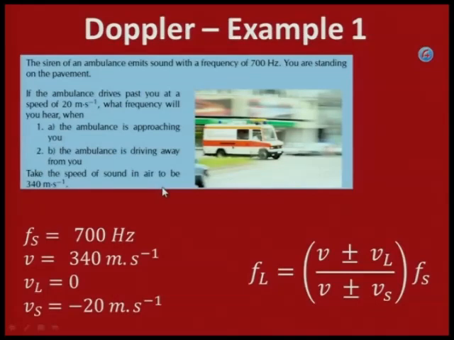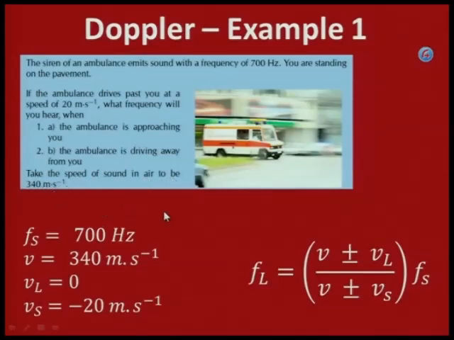So let's do an example. The siren of an ambulance emits sound with a frequency of 700 Hz. You are standing on the pavement. If the ambulance drives past you at a speed of 20 meters per second, what frequency will you hear when the ambulance is approaching you and when the ambulance is driving away from you? Take the speed of sound in air to be 340 meters per second.